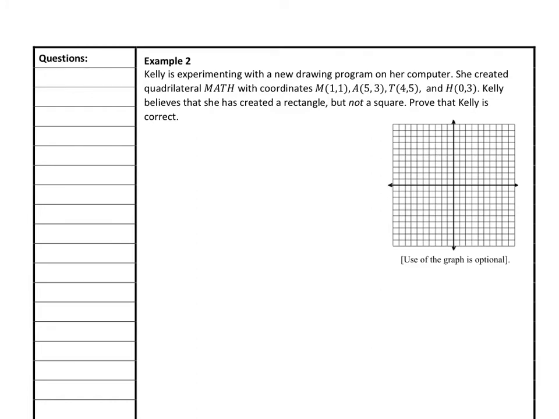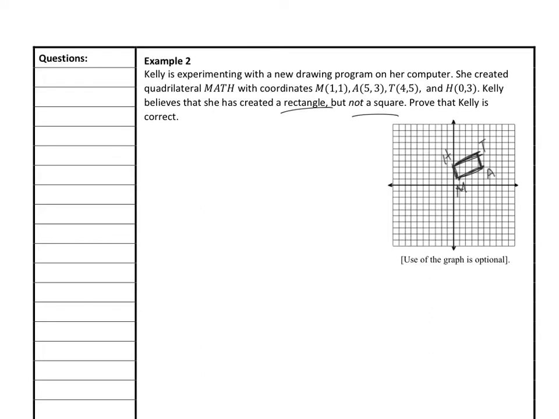Kelly is experimenting with a new drawing program on her computer. She created quadrilateral MATH, and Kelly believes that she has created a rectangle but not a square. So let's first pause and plot this, because sometimes it's helpful to see it. You may not do the graphic option for finding your changes in X and Y, but seeing the figures so that you can recognize it is in fact a rectangle but not a square is sometimes helpful. So again, pause, plot, and then hit play.